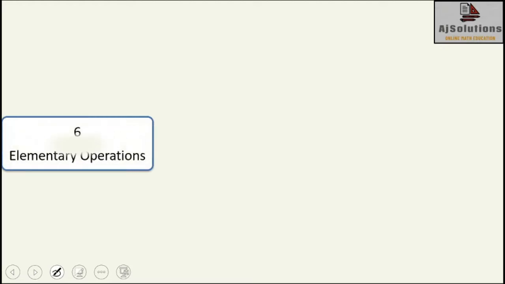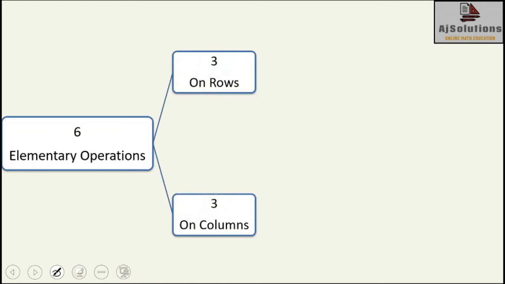There are 6 elementary operations, out of which 3 are on the rows and 3 are on the columns. So basically we have 3 types of elementary transformations on rows as well as columns. So 3 on each and we get a total of 6. In type 1 elementary transformation, we interchange 2 rows or 2 columns of a matrix.